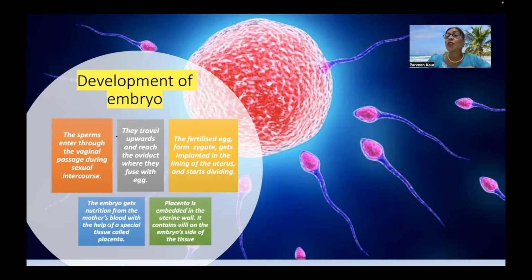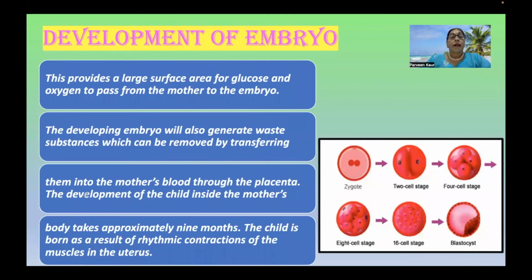The embryo gets nutrition from the mother's blood with the help of a special tissue. This special tissue is called the placenta. The placenta is embedded in the uterine wall. It contains villi on the embryo side of the tissue. The placenta provides a large surface area for glucose and oxygen to pass from the mother to the embryo.